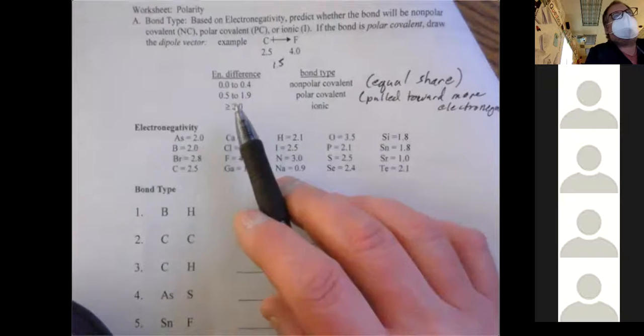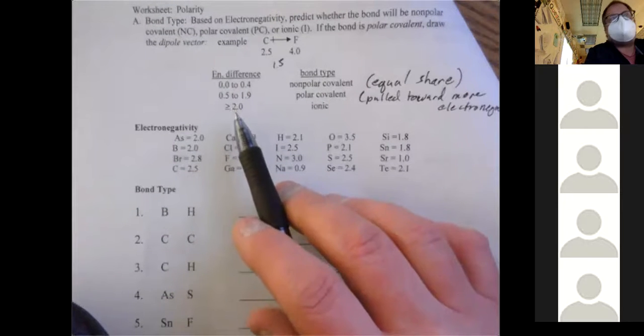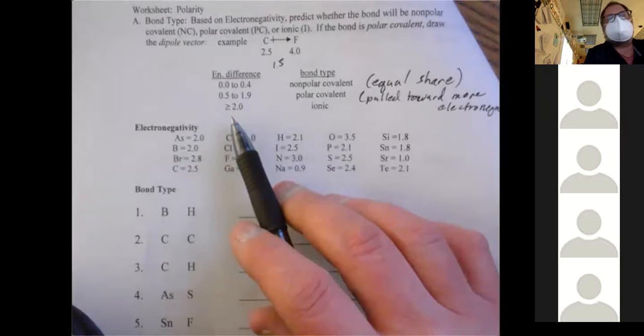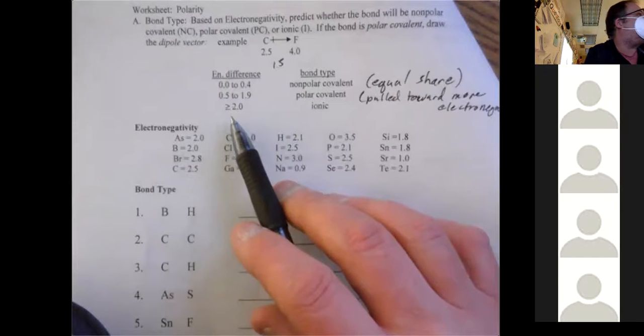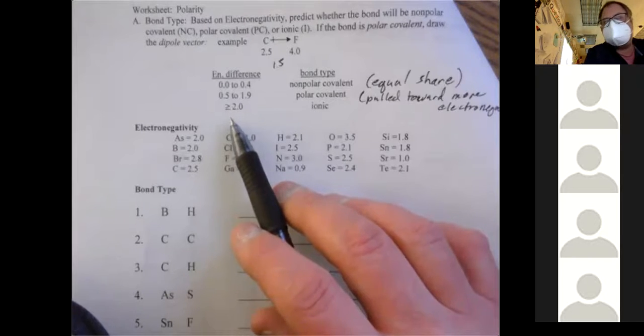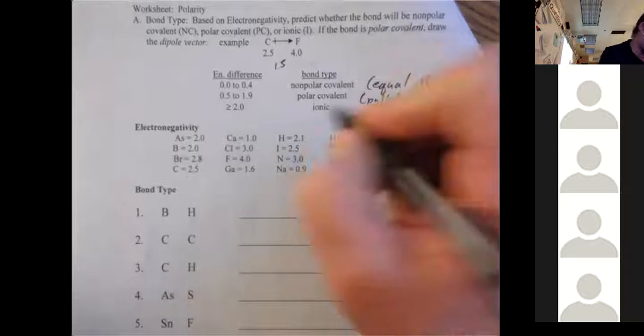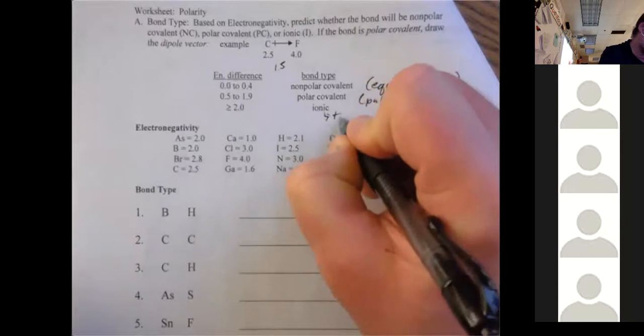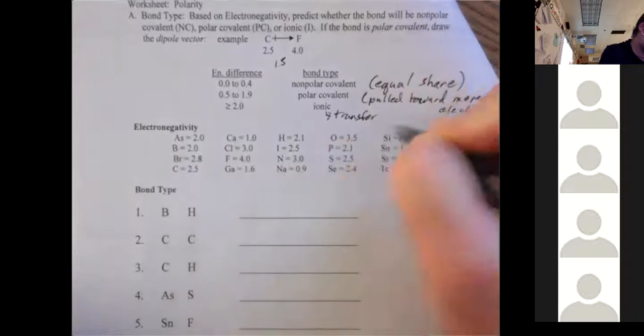And here's the kicker. If you're 2 or greater, that's whenever you say, okay, I'm not really sharing with you anymore. I'm just going to take this. So it would be like a handshake where somebody just cuts off your hand and then walks away. That's ionic, right? That's a full transfer.